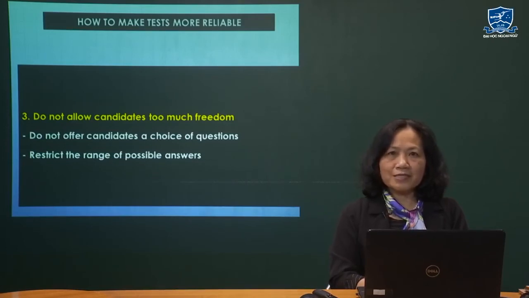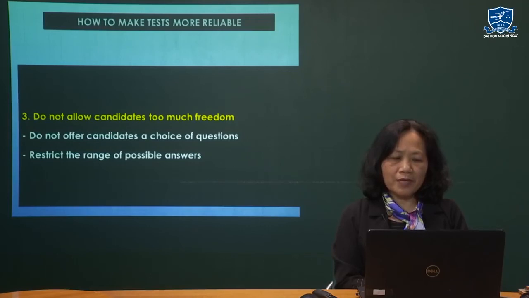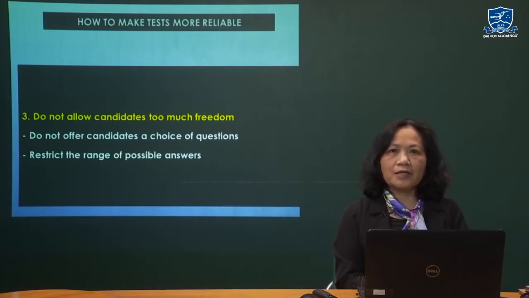So there are some tests that give candidates options. Write an essay about one of the three topics, for example. You give the students a lot of freedom to make a choice, to choose the questions to do. Then this may interfere with the reliability of the test. And also, the range of possible answers can interfere with the reliability of the test. If there are questions that can have more than one acceptable answer, then the reliability of the test can be reduced.